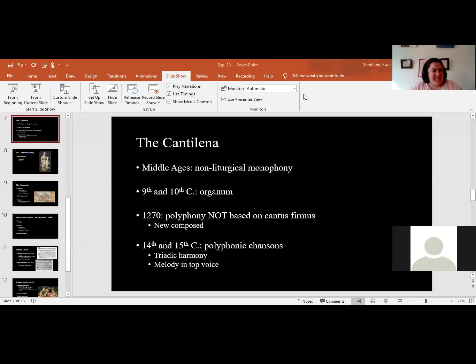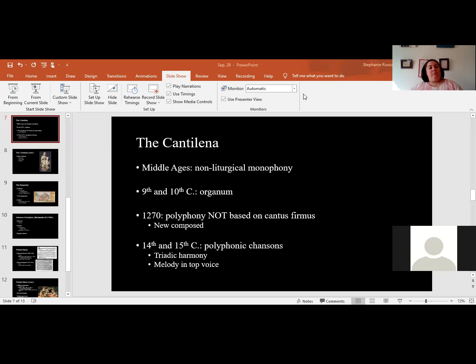Vague, right? Cantilena is a catch-all term. But in the 13 and 1400s, it started to mean specifically polyphonic chansons. So secular songs like rondeaus, think back to those formes fixes that emerged in late troubadour and trouvère culture. In the 14th and 15th centuries, we start applying the word cantilena to that type of song.